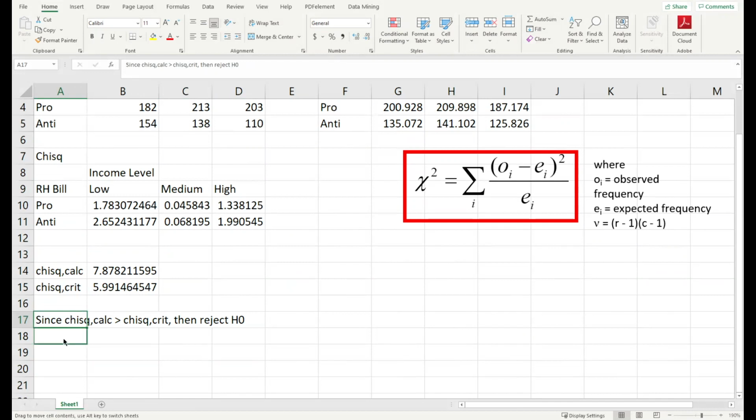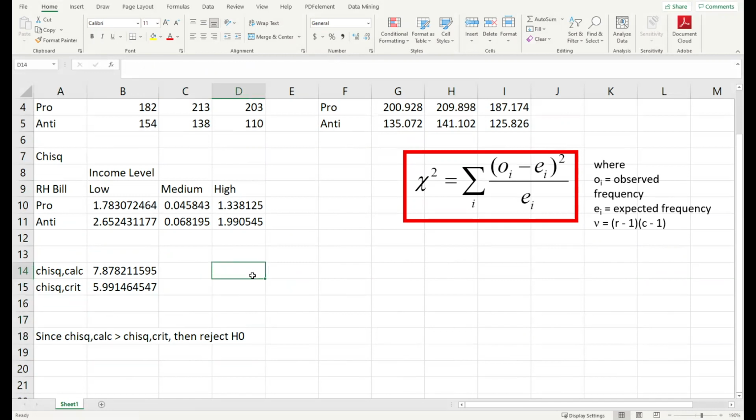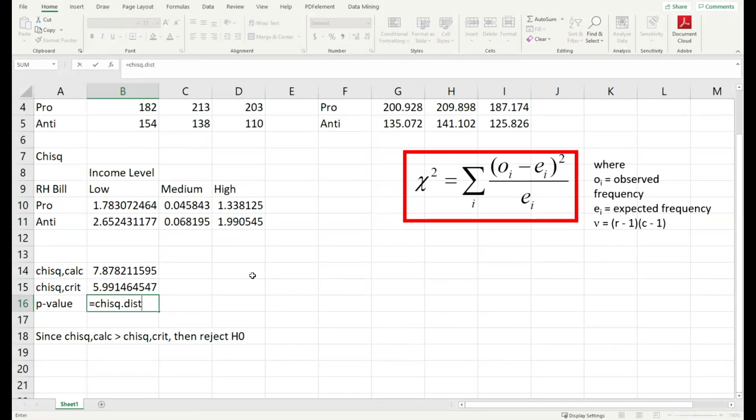Another way, instead of calculating for chi-square crit, is that we just compute the p-value. So if we compute for the p-value, it's CHISQ.DIST.RT, because we want the right tail again, of this value. Then the degrees of freedom is 2. Okay? So you get 0.019. So the conclusion is, since the p-value is less than alpha, then we reject H naught. Okay? Like that.